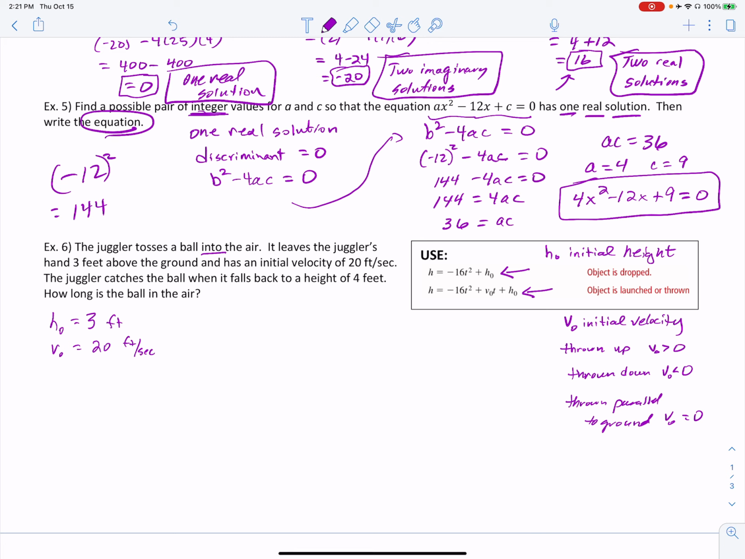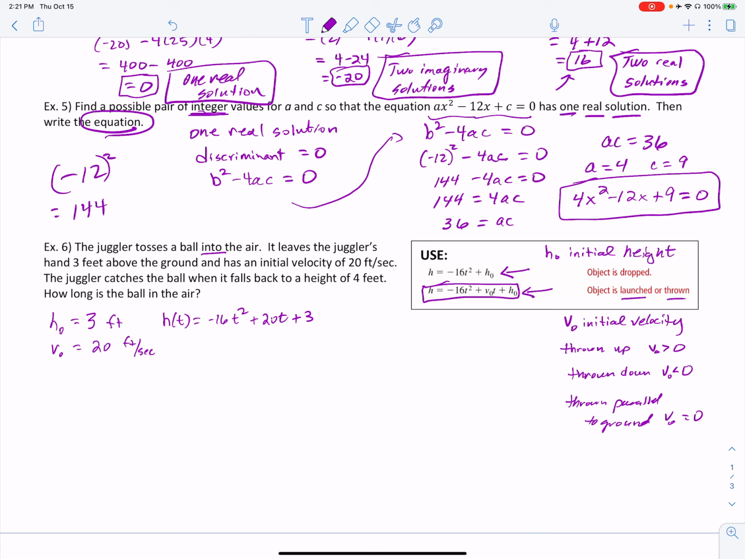And then the model that you need to use on this is, I'm going to write it as h of t is negative 16t squared, and then plus 20t and then plus 3. This is the model we want to use because the object is launched or thrown. It's not just dropped. So we need that initial velocity in there.